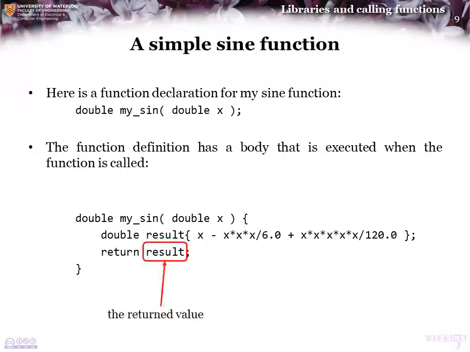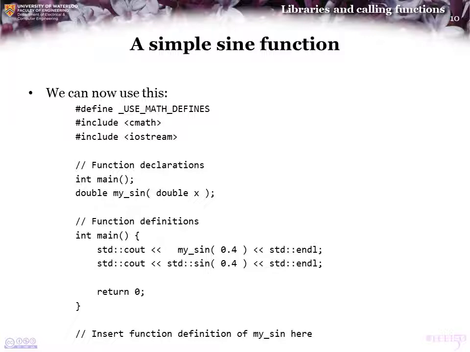Finally, in this function, we have the returned value. So in a function, when you see the keyword return, whatever immediately follows it up until and including the semicolon, the value that works out to, or whatever it evaluates to, is the value that is returned by this function. We can now use the mysine function in this program, where we would insert the function definition of mysine at the bottom of this page. So we have two function declarations, that of main and mysine, and two function definitions. Inside the function main, we call mysine with the argument 0.4.